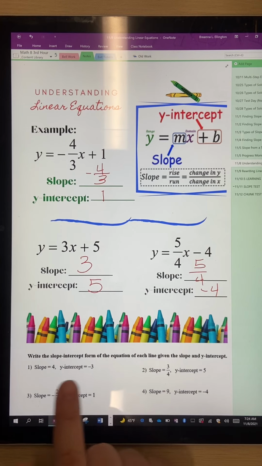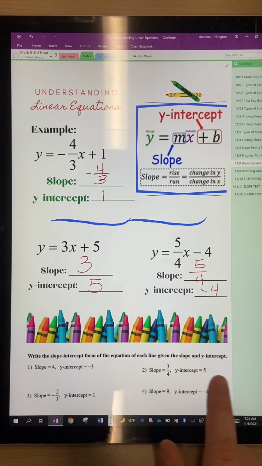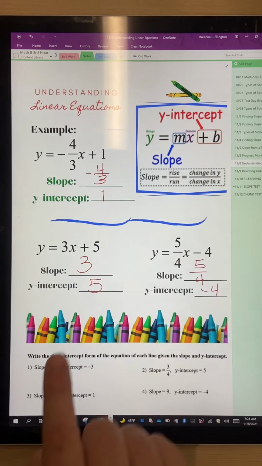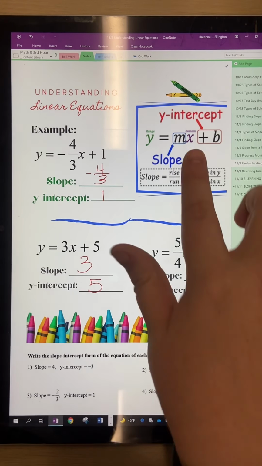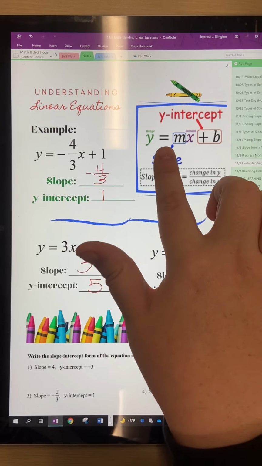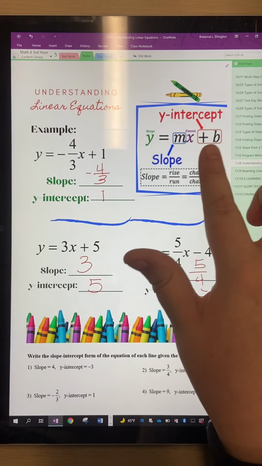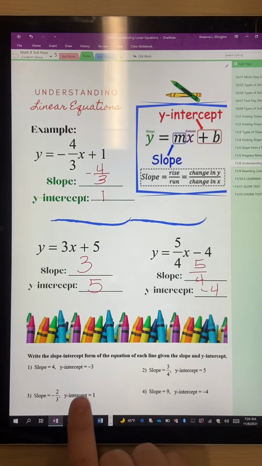These problems down here say write the slope-intercept form of the equation of each line given the slope and y-intercept. We're still going to use that y equals mx plus b. It says your slope is 4, your y-intercept is negative 3. So you're literally just going to put y equals whatever your slope is, x, and then it can be plus a number or minus a number. In this case, it says minus 3, so you're going to put minus 3.